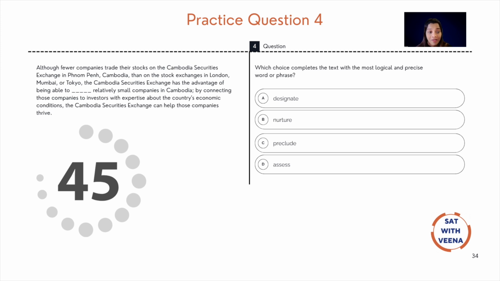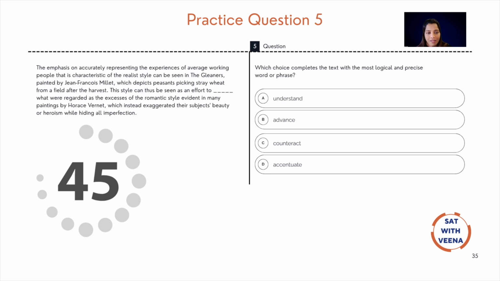Practice question 5. Meaning, the realist style showed ordinary people as they truly were, unlike romantic paintings that exaggerated beauty and heroism. Predict. The missing word should mean oppose or work against. Clues. Look at the phrase, instead exaggerated their subjects, beauty or heroism while hiding all imperfection. So the realist style did the opposite. Substitute and eliminate. Understand, comprehend; advance, promote; counteract, oppose; accentuate, emphasize. Only counteract means oppose or work against something. So the correct answer is C.